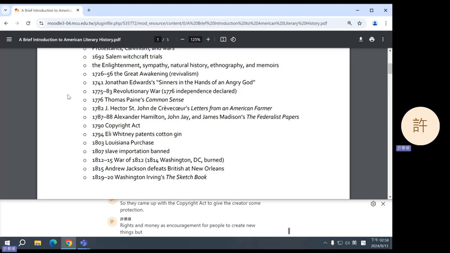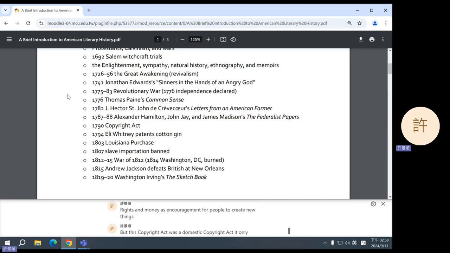But this Copyright Act was a domestic Copyright Act. It only applied to art and creations born in the US. You could still steal things from Europe. In 1794, Eli Whitney patents the cotton gin. The cotton gin is a machine.